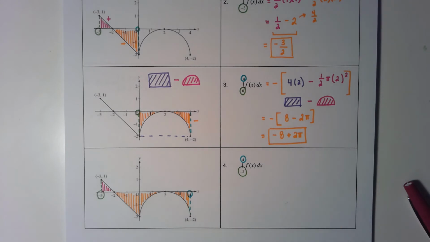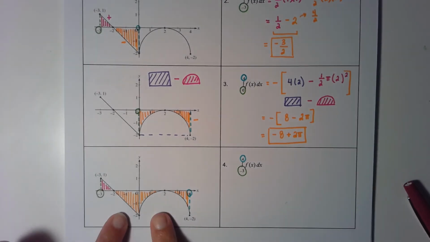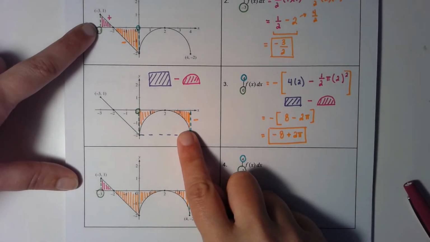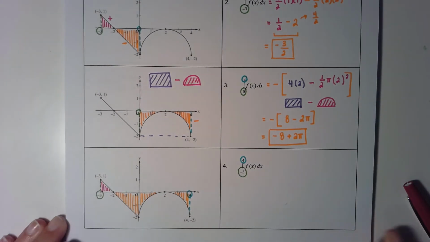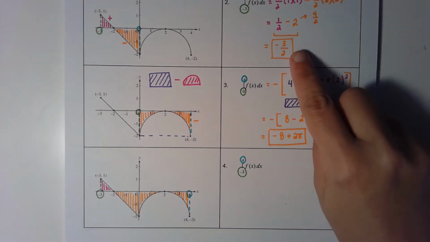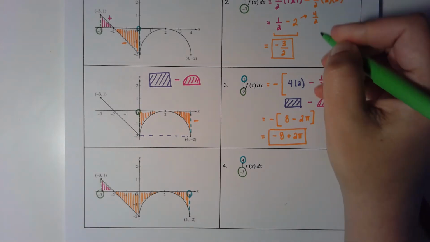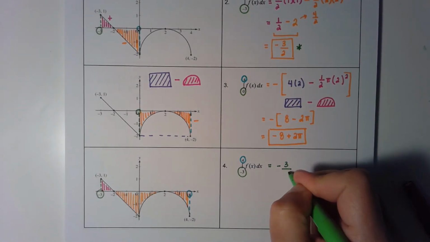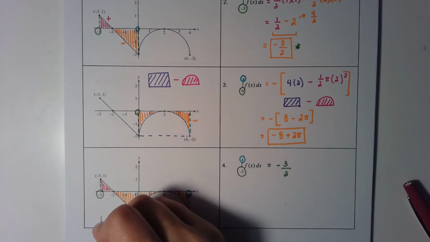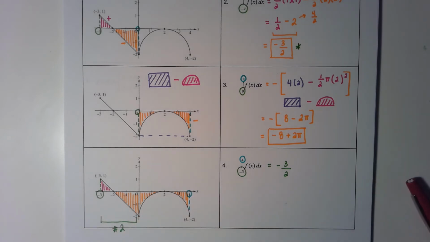Well, the good news is that we can actually use some of the answers that we already found to help us with this. What you should notice is that this picture is just the combination of the picture we drew here and the picture we drew here. So we can use that to help us. To get this total area, we can take the answer from number 2, which will give us this portion of the area. So that's going to be negative 3 over 2. That's from problem number 2.